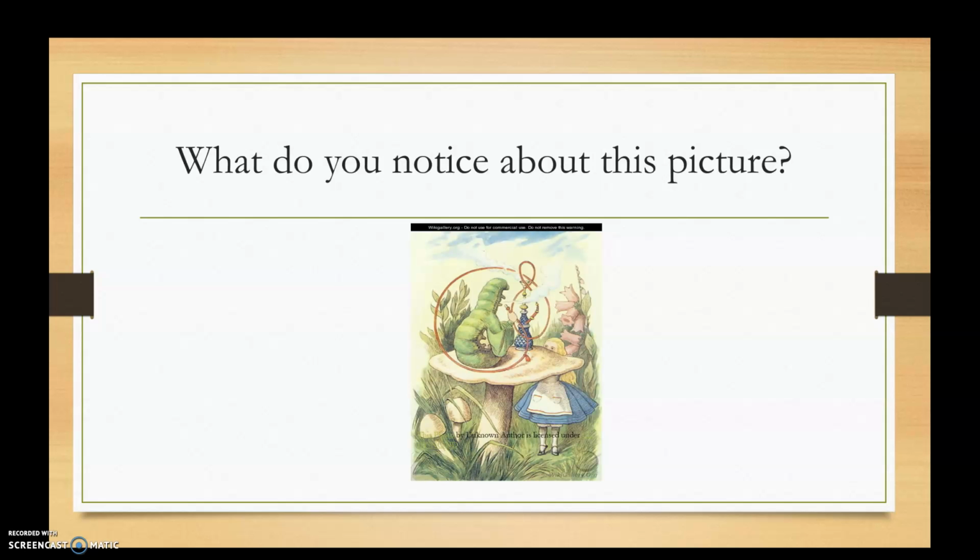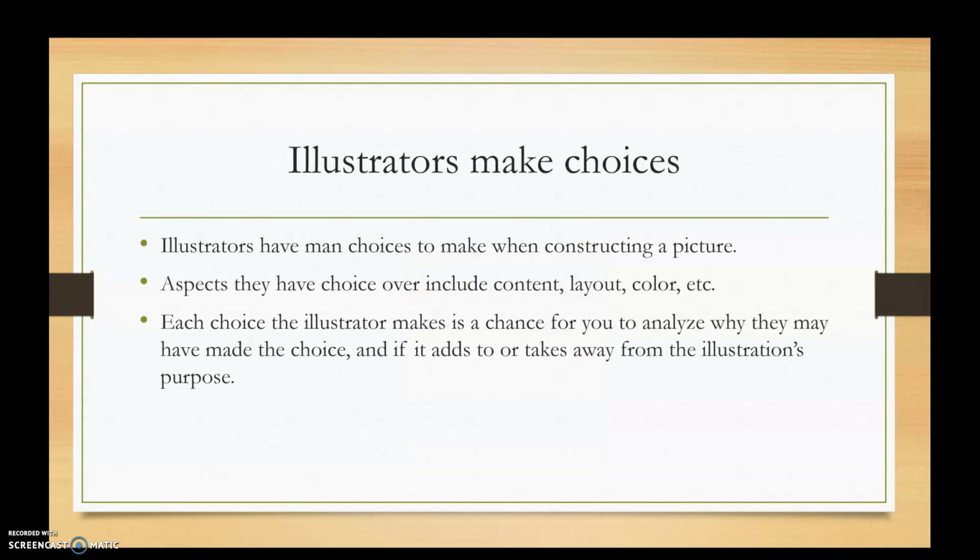The caterpillar is smoking something, right? He is on a mushroom. There's a bunch of grass. I don't know what you're going to tell me, okay? But illustrators make choices. They include content, layout, color, and other things that the illustrator wants to emphasize or analyze.